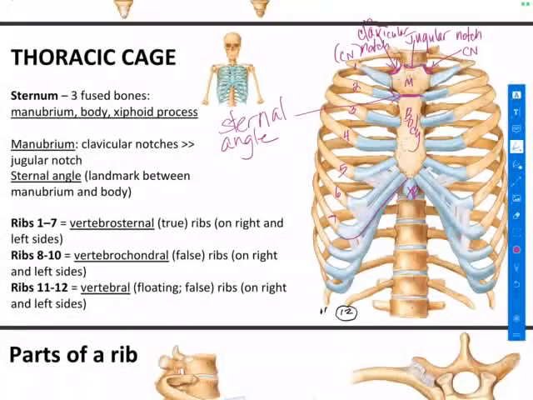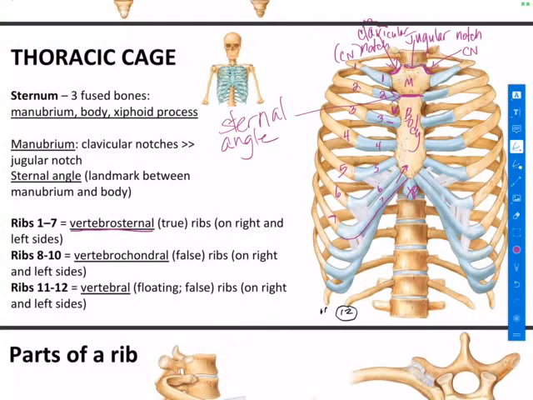So for example, this cartilage belongs to rib 1, this cartilage belongs to rib 2, and so forth. Notice that the first 7 ribs have their own cartilage and they attach directly to the sternum. So they're called vertebral sternal ribs, because each rib is going to attach to the vertebra in the back, and then it's going to wrap around the body and attach to the sternum through its own cartilage. So that's why it's called vertebral sternal.